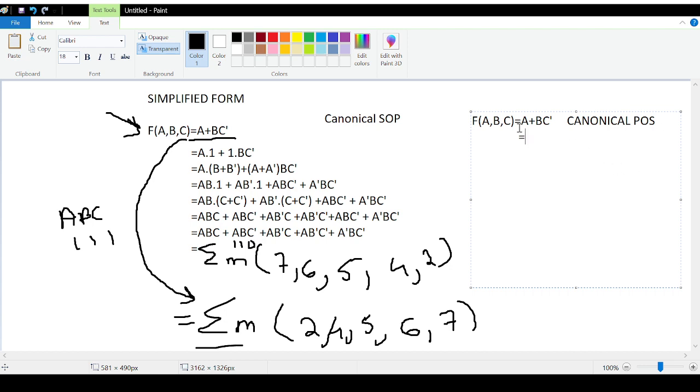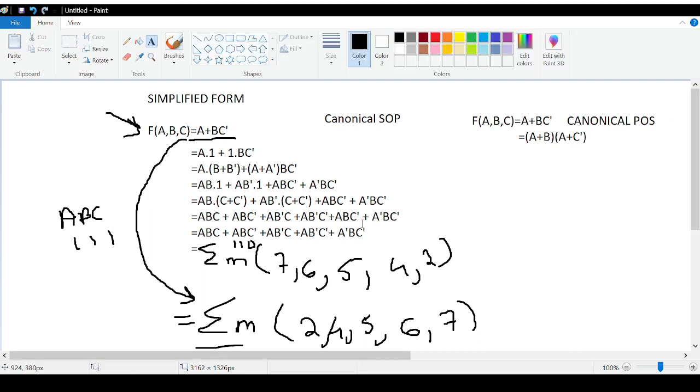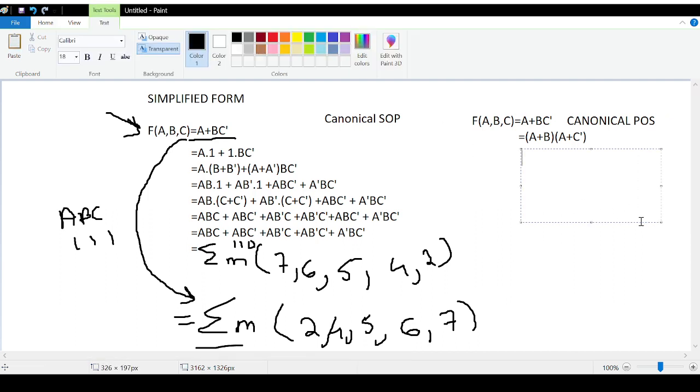Okay, so first, if I distribute A over B C bar, it's going to be A plus B, and then A plus C bar, right? Okay. Now next, see what we're gonna do. Can't I write this as a plus b plus 0, and then a plus c bar plus 0? Doesn't this keep the equation the same?